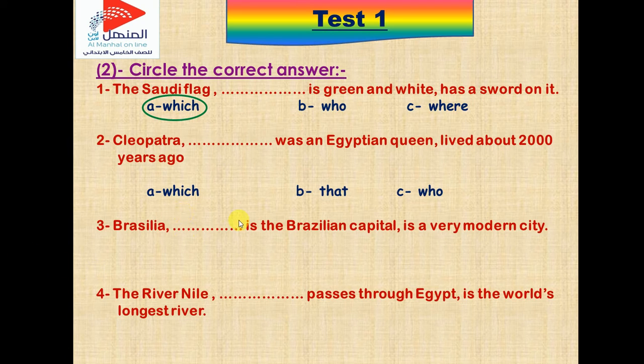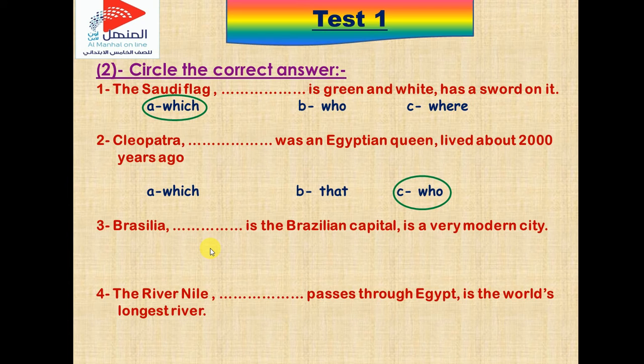Alright, let's move to number 3. Brasilia. Brasilia is related to Brazil. Brasilia is the capital of Brazil. Brasilia, a Brazilian capital, is a very modern city. Guys, think. Can we say Brasilia where? No. Why? You said where is used after a place, and Brasilia is a city, which is a place.